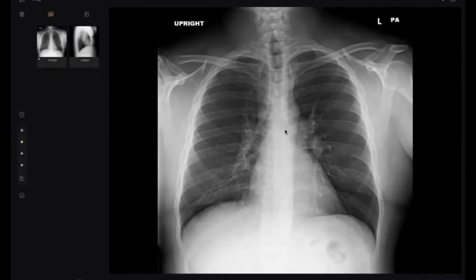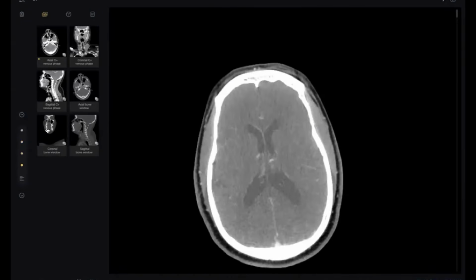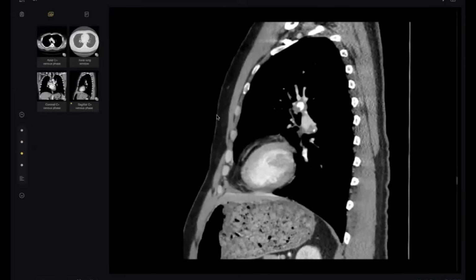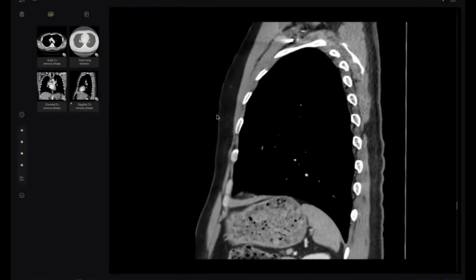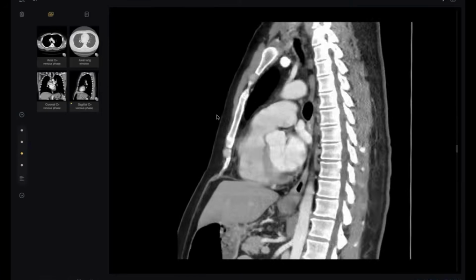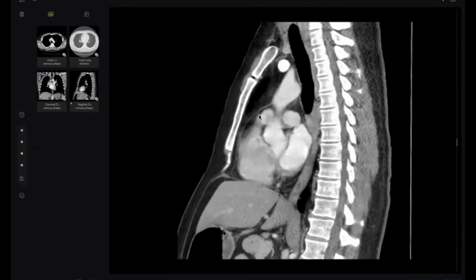The hilar and right paratracheal lymph nodes are very solid. Okay, my colleagues. Why not TB? Very good question. Number one, very symmetrical lymphadenopathy. Number two, if you look here, even here at the spine, there is no spondylodiscitis at all. Look, the spine is totally normal. No collection here, prevertebral.